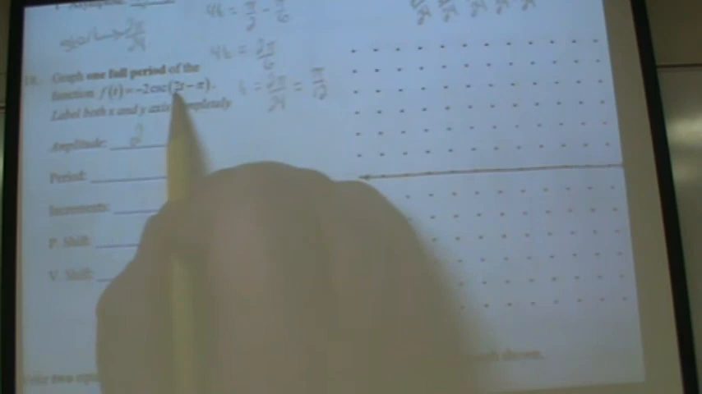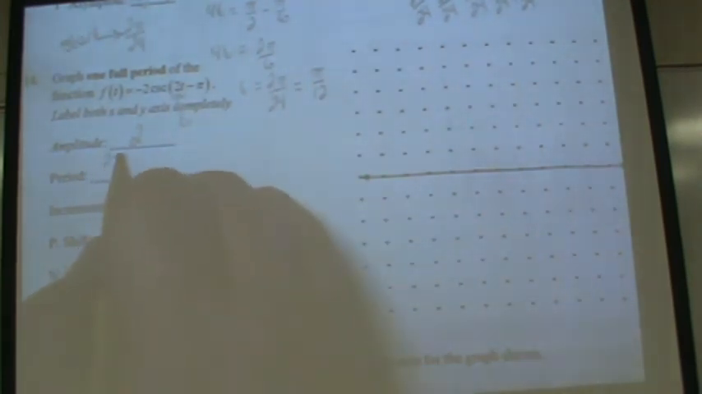And then finally 18, you need to graph 1 full period of the function that's given here. In this case, it's a cosecant. So our amplitude again is our A value. So that's 2. Our period, we're going to take that B value, and it's 2 pi divided by that B value. So 2 pi divided by 2, which gives us pi. Our increments are that period divided by 4. So we end up with pi over 4.